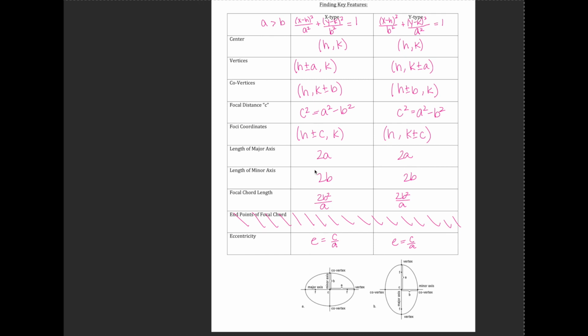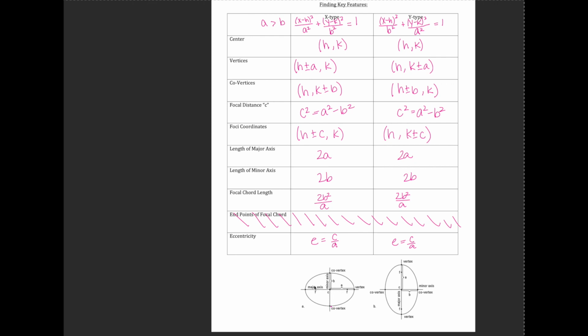The co-vertices in an x type are found by going b units above or below the center, and in a y type equation, b units to the right and the left. This shorter distance across the ellipse is called the length of the minor axis. And again, that's b units in either direction. The focal distance, if you notice, this is not Pythagorean's theorem. c squared is equal to a squared minus b squared, where c represents the focal distance. The focal distance is always c units from the center along the major axis.